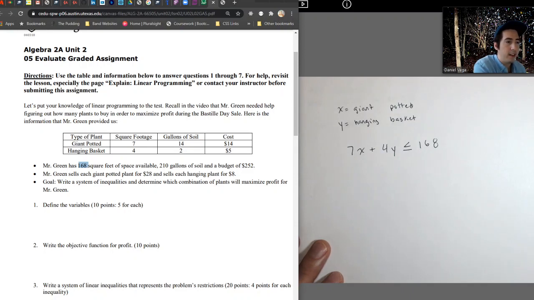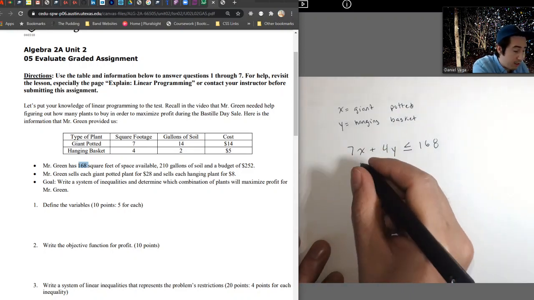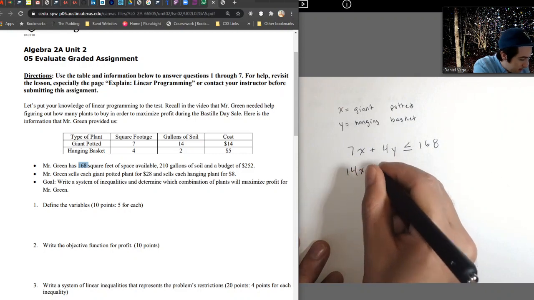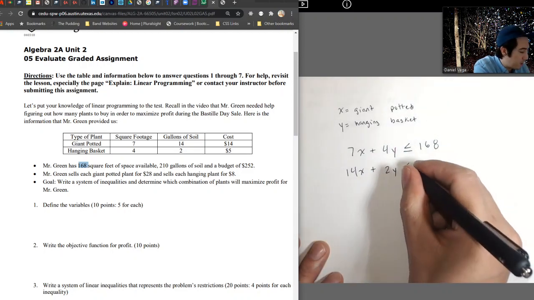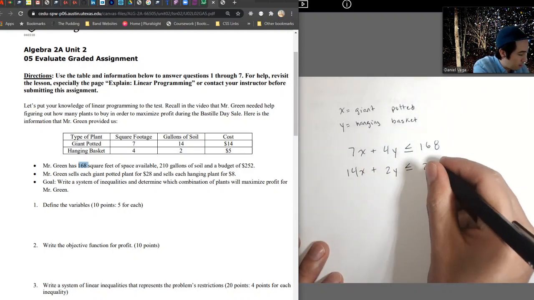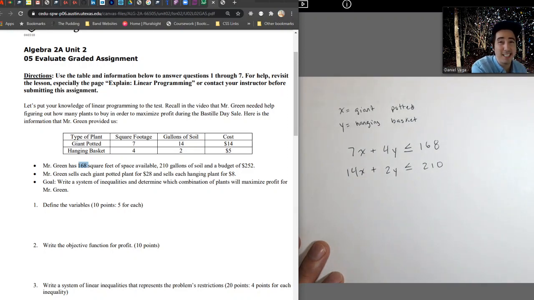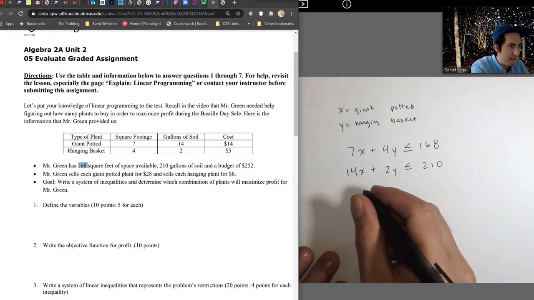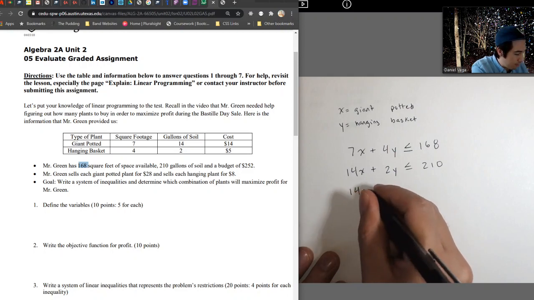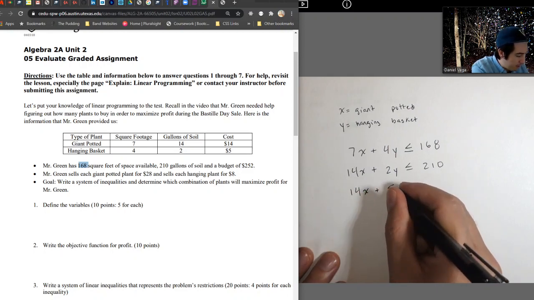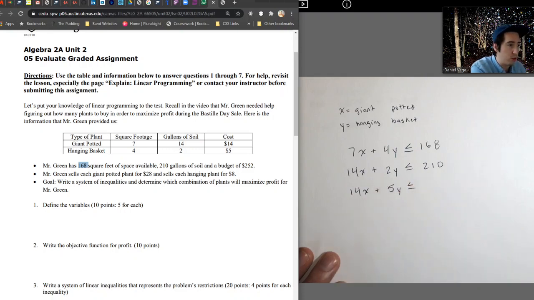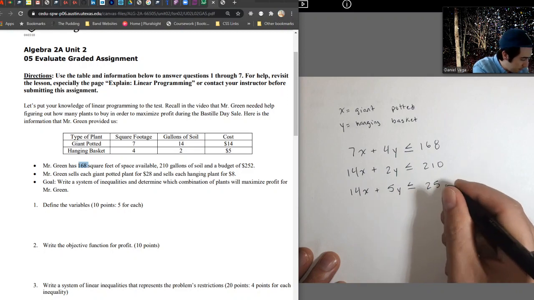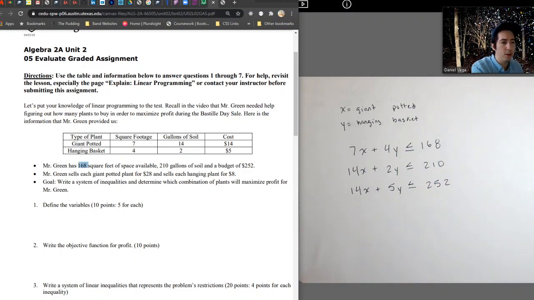square feet. If we look at gallons of soil, same thing: 14 for the giant potted plant and 2 gallons of soil for the hanging basket, and that has to be less than 210, the amount of soil that Mr. Green has. And then the last thing is the price. It's going to be $14 for every giant potted plant plus $5 for every hanging basket, and it has to be less than or equal to 252 because that's his budget. Right, so those are our variables, and these are the equations.